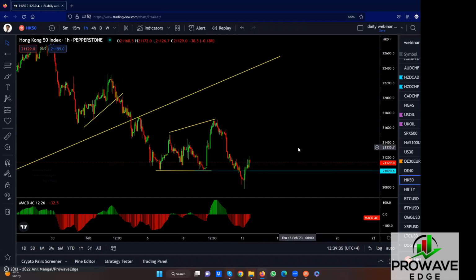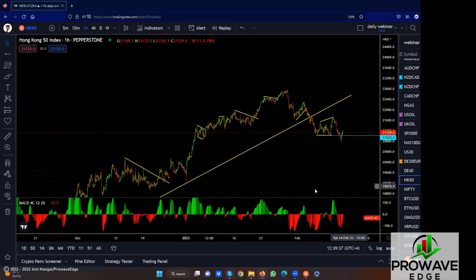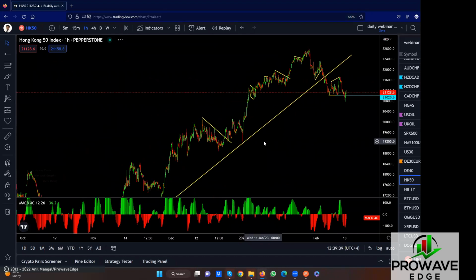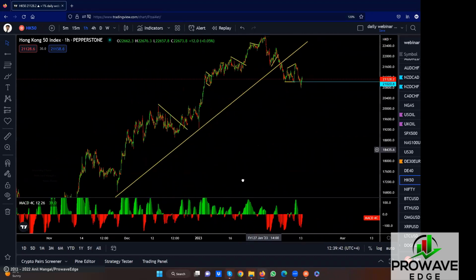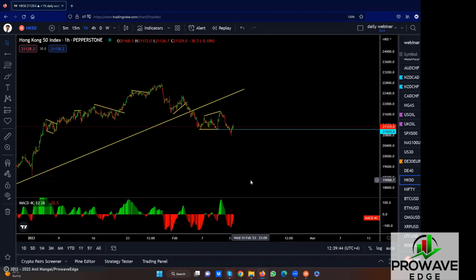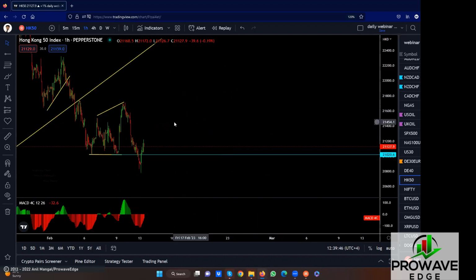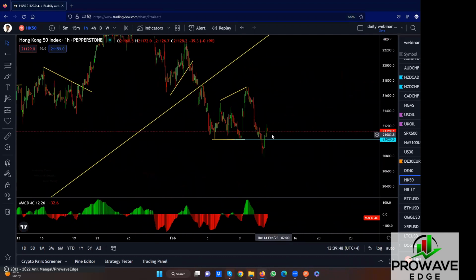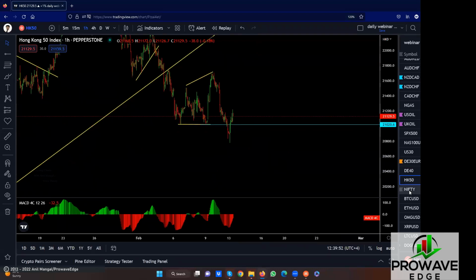HK50. I think we're looking for a buy setup at some point. No, it actually drops and then goes back up. So let's wait and see. I don't see the buy or the sell setup. We don't have a flag as yet to buy, and we're not dropping to make another flat as yet.